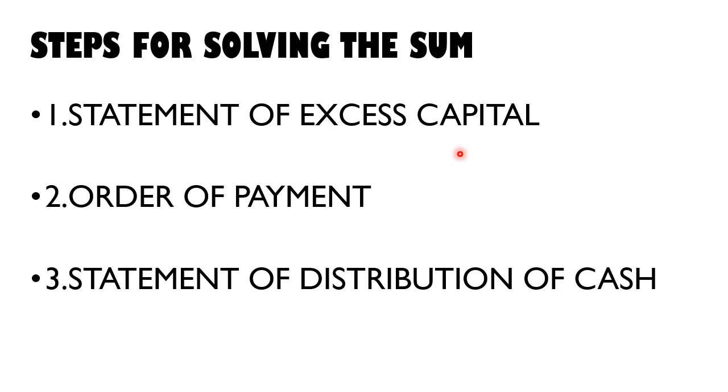Now let us try to understand what are the various steps for solving a sum based on piecemeal distribution. Now the sum will be solved in 3 stages. Number one, we'll have to first create a statement of excess capital. Second, we'll have to create order of payment. Third, we have to create statement of distribution of cash. Now let us try understanding what do you mean by statement of excess capital and statement of distribution of cash.